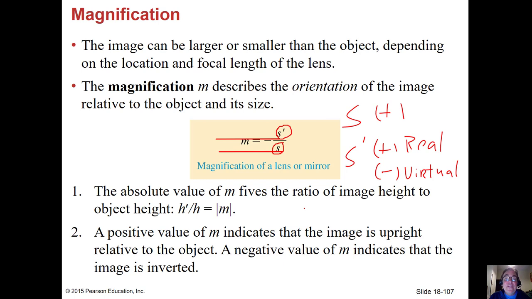Okay, so the magnification here is negative. That just means it's upside down. In this case, it's upside down, so it's negative, but it's also reduced in size, so the magnification is less than 1. You could have it less than 1, where the image is smaller than the object, or you could have it greater than 1, which means it's bigger than the object.